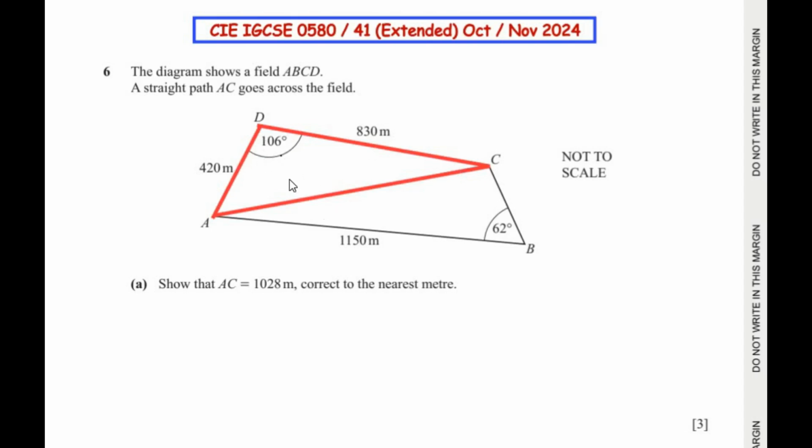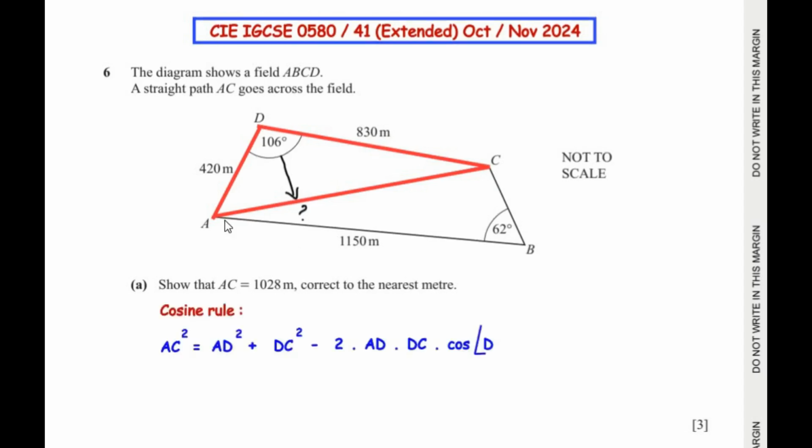Since we need to find out the length of the side opposite to this angle, we are going to make use of the cosine rule, which is AC square, that is the length of the missing side, is equal to the sum of the rest two sides squared, that is AD square plus DC square, minus 2 times AD times DC times cosine of the angle which is opposite to the missing side, that is cos of angle D.